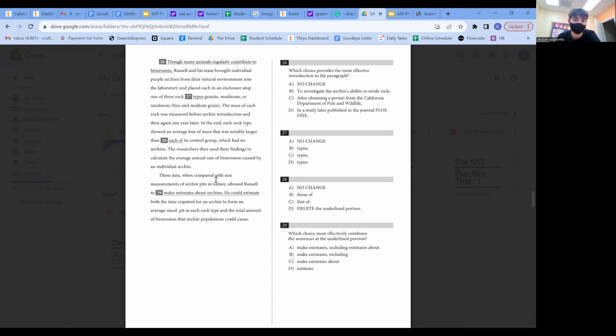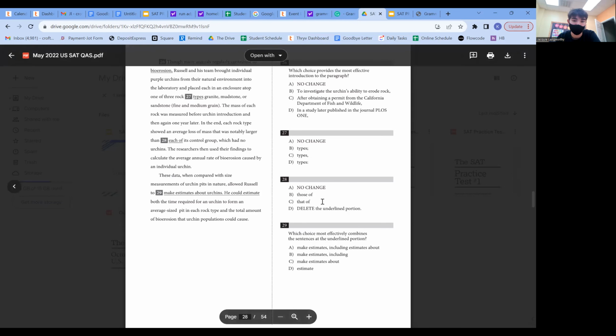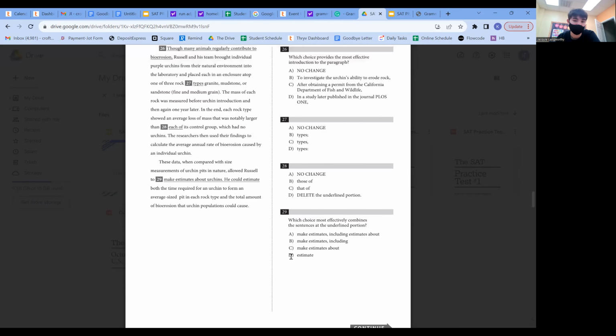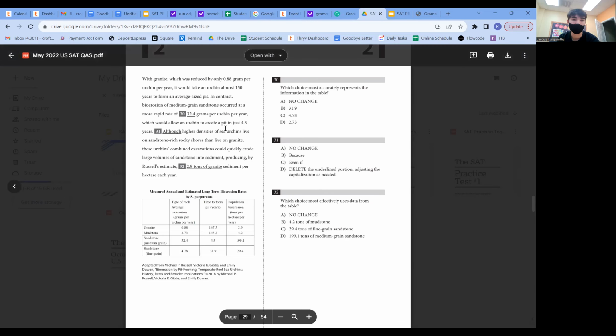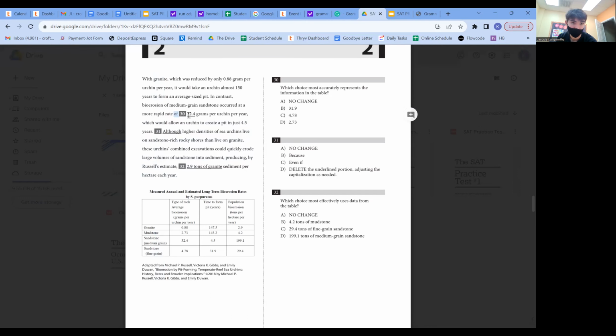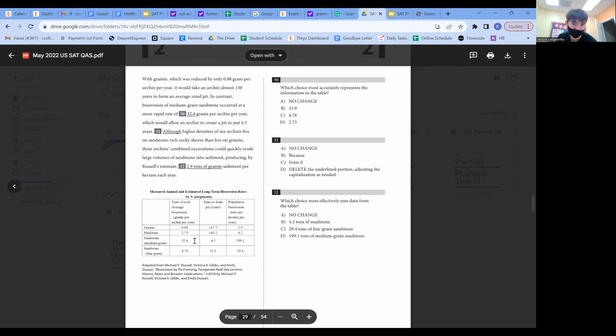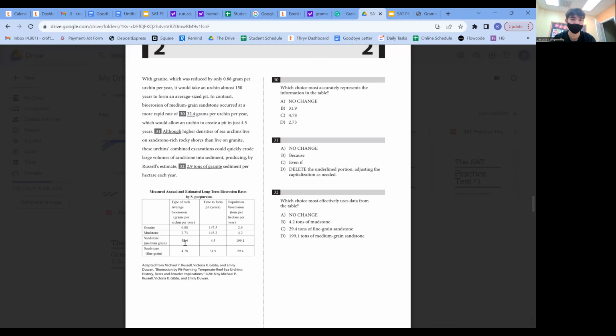These data, when compared with size measurements of urchins in nature, allow Russell to make estimates about urchins. He could estimate 29, just going to be D. Everything else has extra words. 30 is going to be A, no change, because that is true. Right here, it says 32.4. You just gotta mash them up.